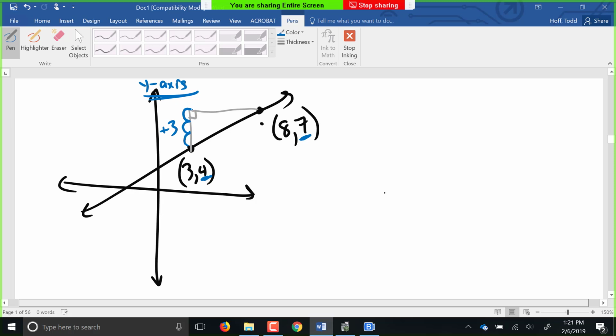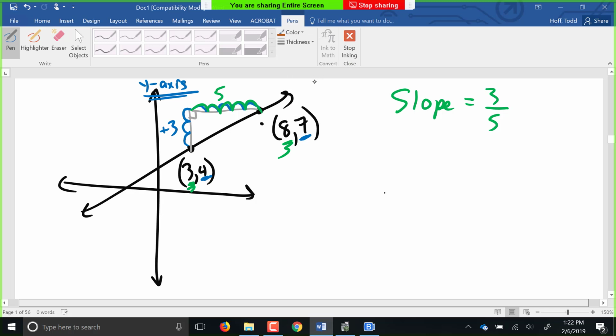So then to find our run, that comes from the x coordinate. Very good. To get from 3 to 8, we would have to run 5. So that gives us a slope of 3 over 5. Positive 3, rise of 3 over a run of 5.